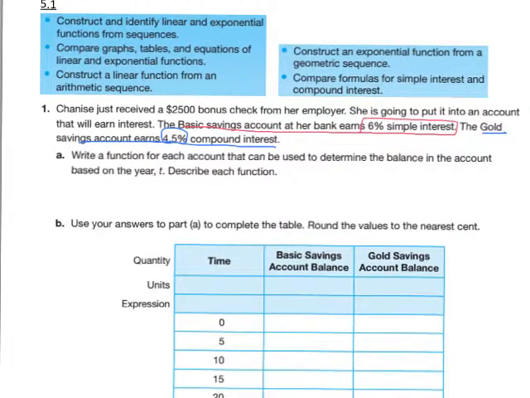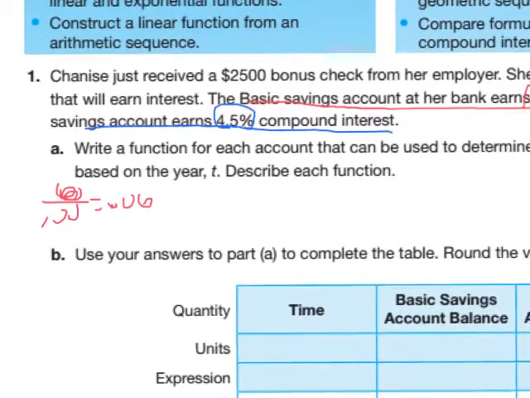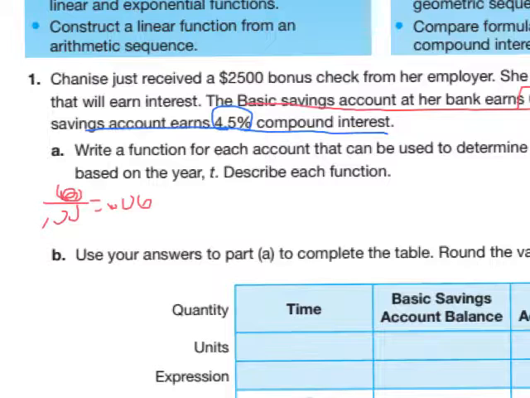All right, so for the basic one, a lot of you have forgotten from middle school how to get percentages. In order to get 6%, you divide it by 100 and you would get 0.06. So that is the decimal version of that percent, 0.06. In order to find out how much she gets per year, you multiply 0.06 times $2,500. So every year she'll get $150.